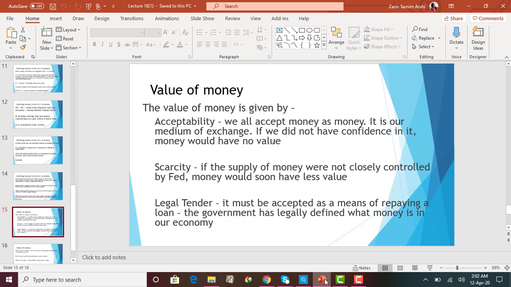And finally, another thing that gives value to money is legal tender. This is the official unit of money. The government has declared its value, and the government has said that this is the official method of payment for any types of goods and services. So everyone has to accept it. Therefore, it gives its value. So three things give value to money: acceptability, scarcity, and legal tender.